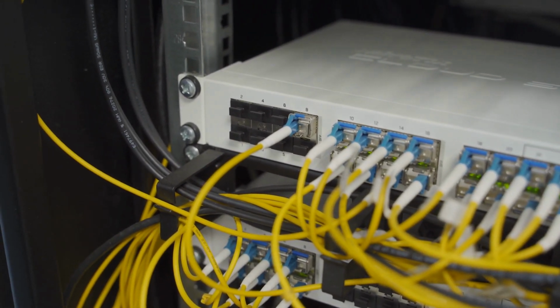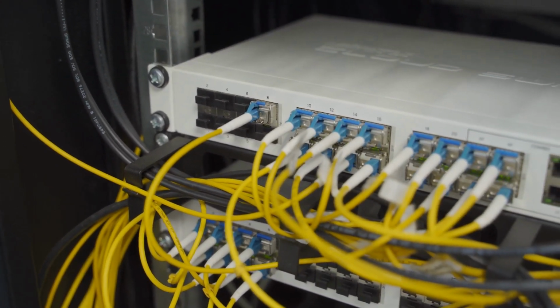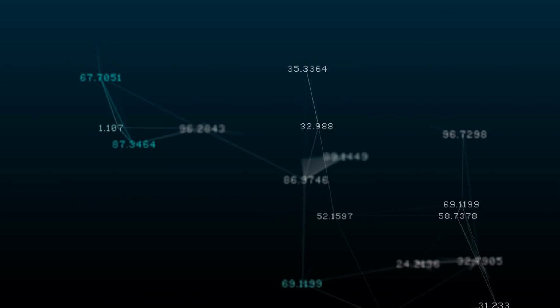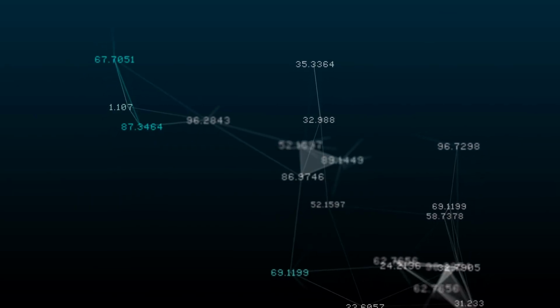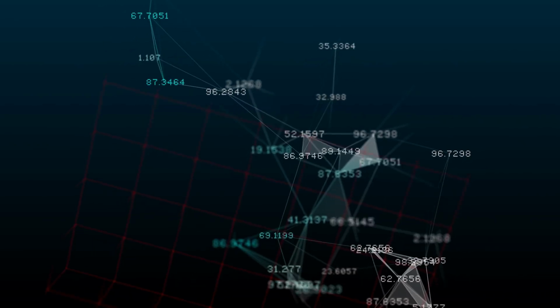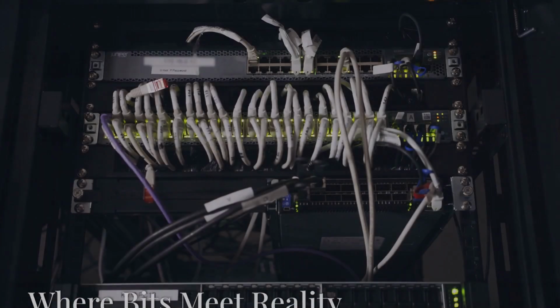This is more than just technology, it's the backbone of our modern society. And as we look to the future, we'll see how advancements in the physical layer continue to push the boundaries of what's possible, paving the way for even more incredible innovations in communication.